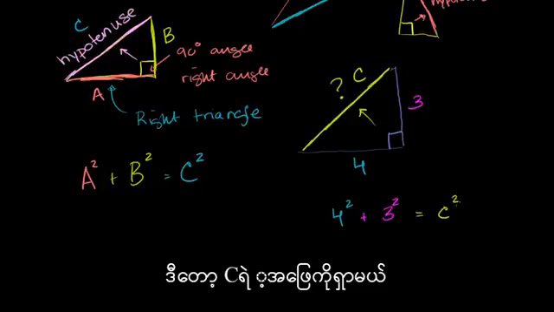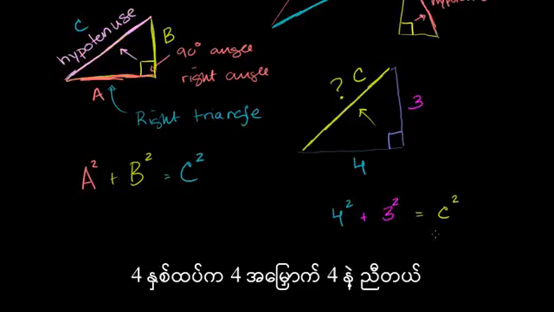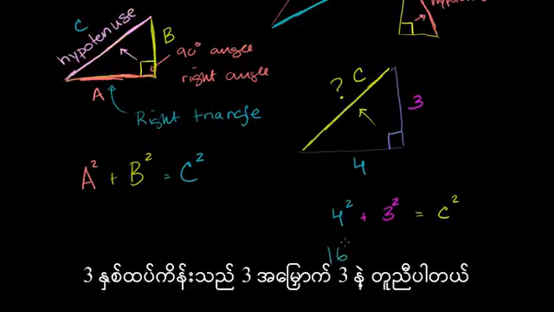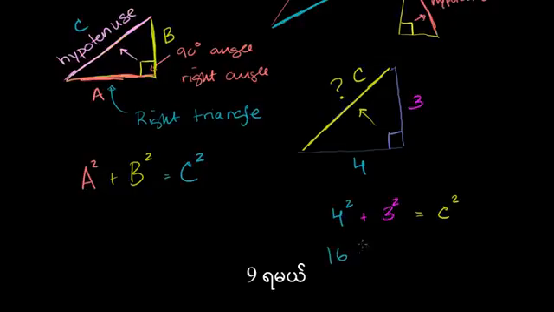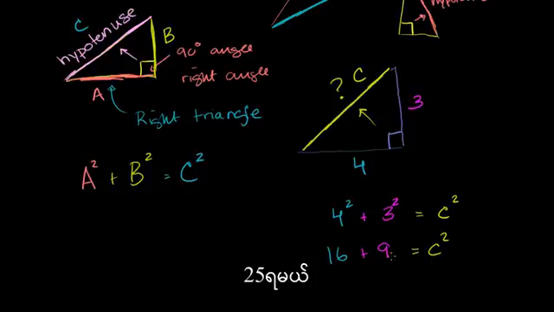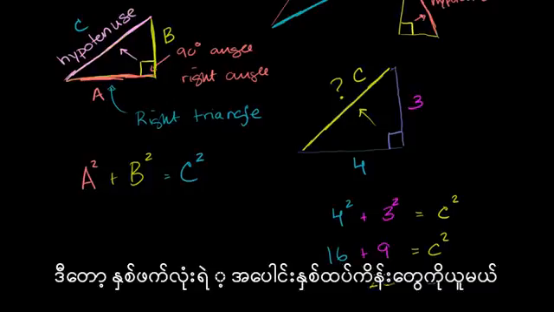is going to be equal to c squared. And then you just solve for c. So 4 squared is the same thing as 4 times 4. That is 16. And 3 squared is the same thing as 3 times 3. So that is 9. And that is going to be equal to c squared. Now what is 16 plus 9? It's 25. So 25 is equal to c squared.